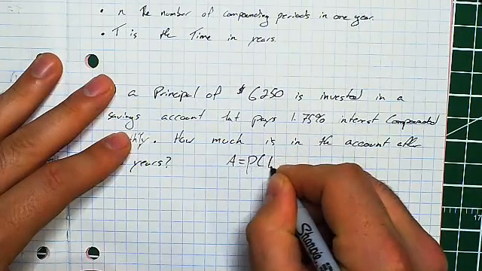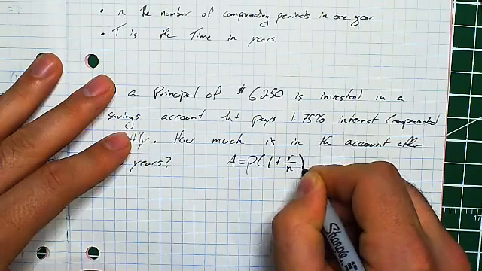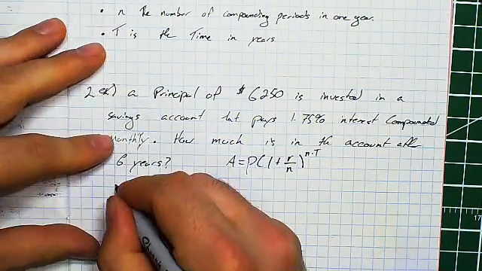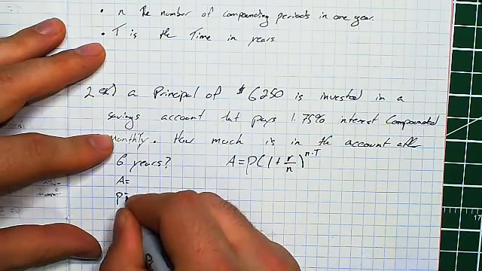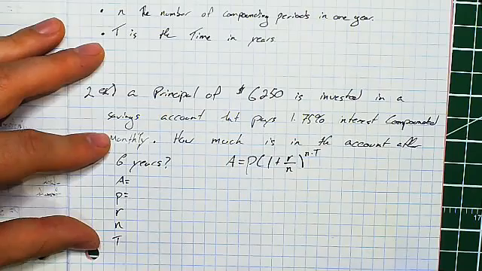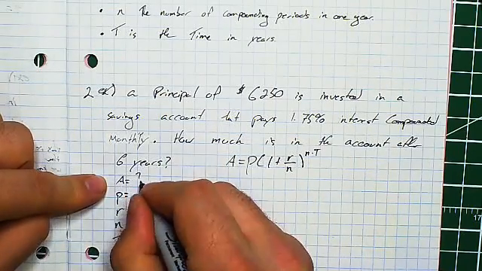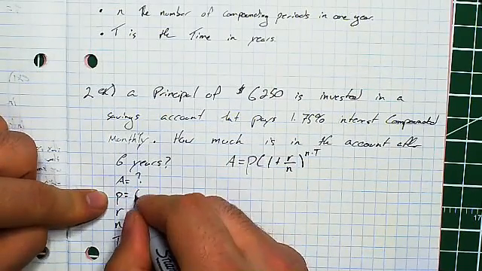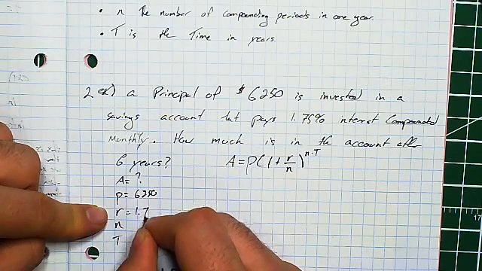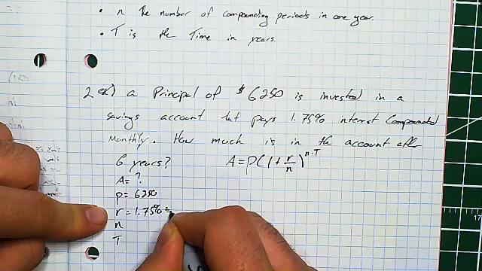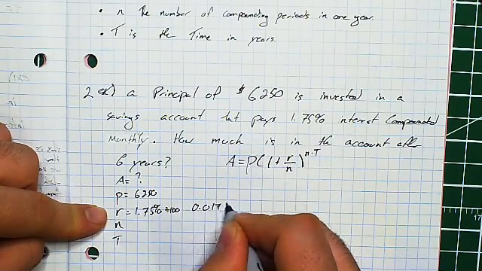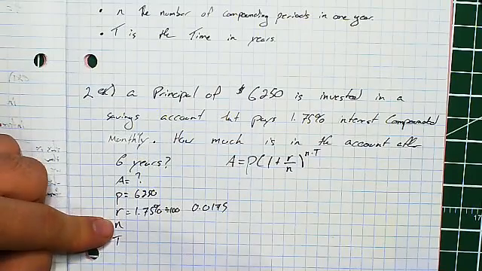So like everything else, start with your formula. And it's always good practice to then fill in all your unknowns, just so we know what we're dealing with. We don't know what the amount is. We know the principal is $6,250. Your rate is 1.75%. Divide it by 100 to get it to a proper decimal, which is 0.0175.